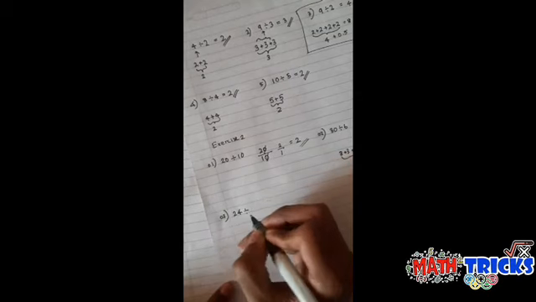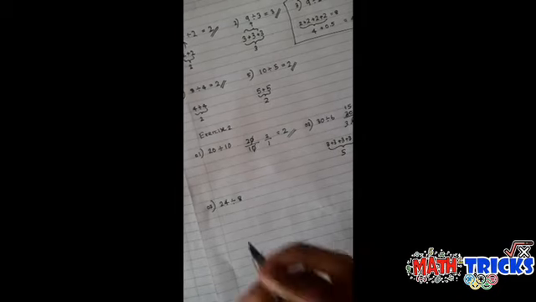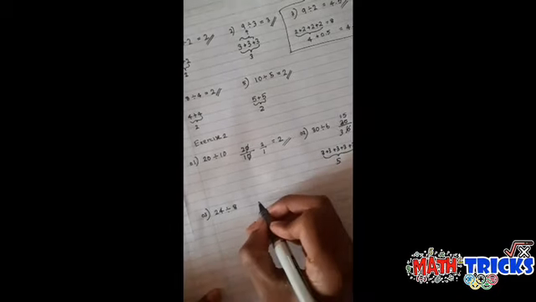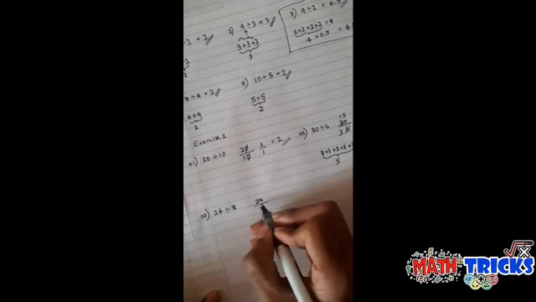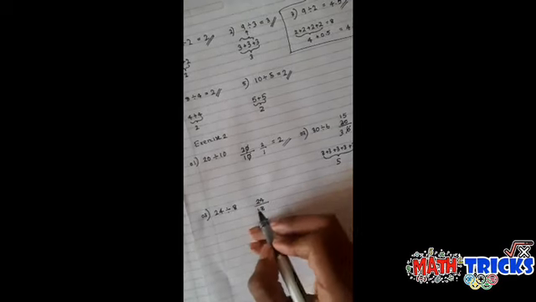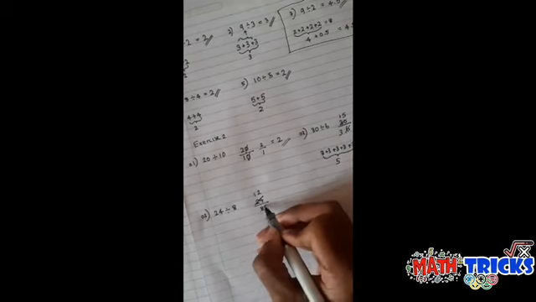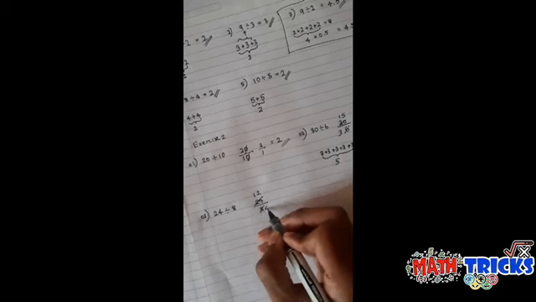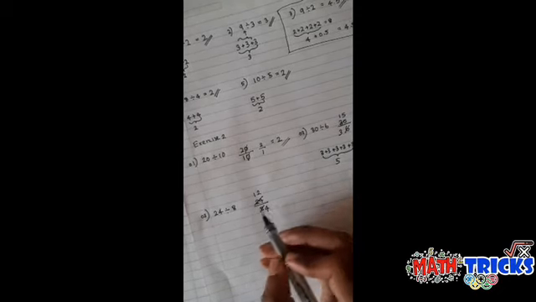24 divided by 8. All right, let's do the same. Let's divide 24 and 8 by 2. 24 divided by 2 is 12, and 8 divided by 2 is 4. There are 12 2's in 24 and 4 2's in 8.